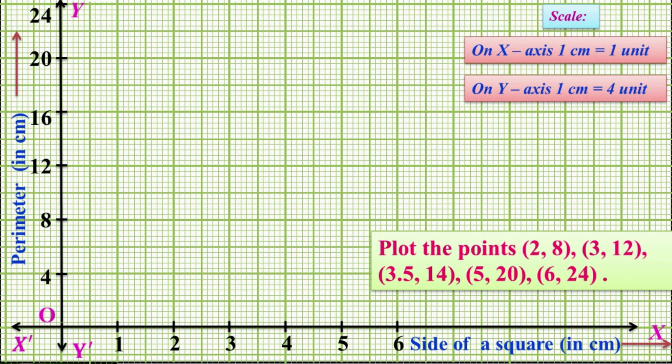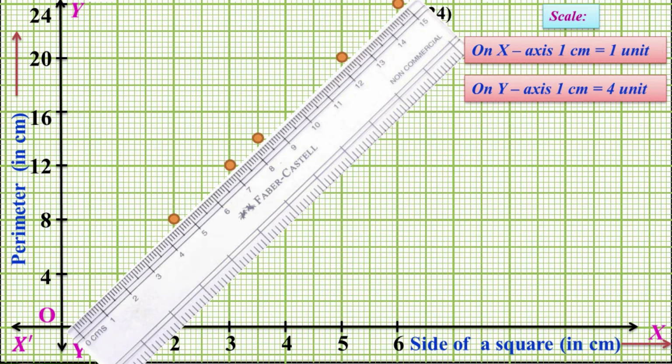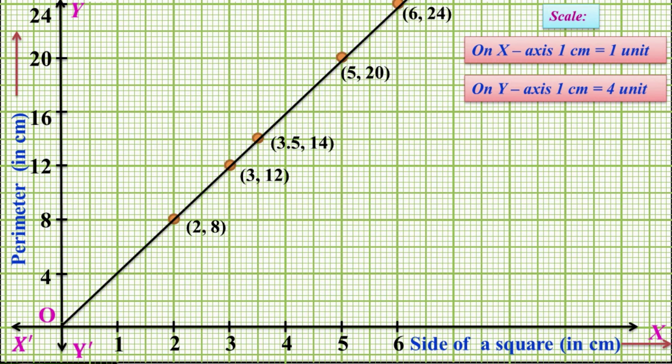Now starting plot the points 2, 8. X is 2 and y is 8. 3, 12. X is 3 and y is 12. 3.5, 14. X is 3.5 and y is 14. 5, 20. X is 5 and y is 20. 6, 24. X is 6 and y is 24. Now join the points. Draw a straight line.